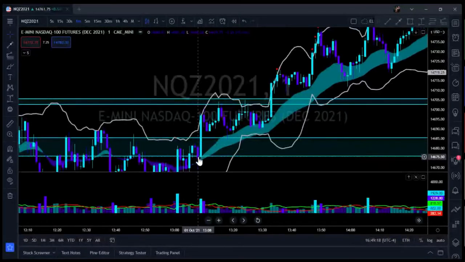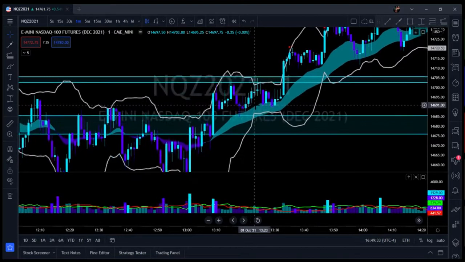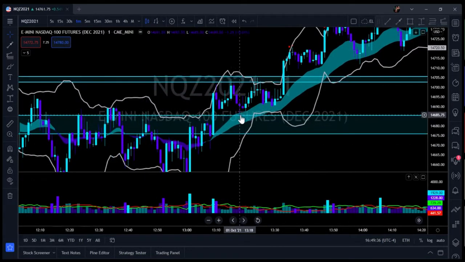So resistance was broken, and it pulled back into it. Once it's retested there, that is deemed to be support. And there's nothing wrong with that, because you've got the cloud telling you momentum is up. Let's roll. And that's the first test of it, which is usually one of the better ones.